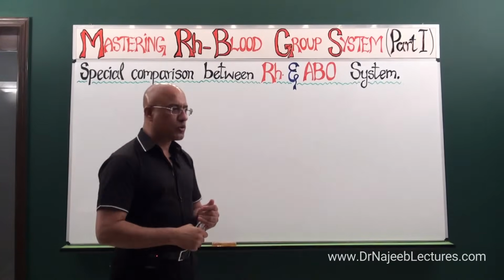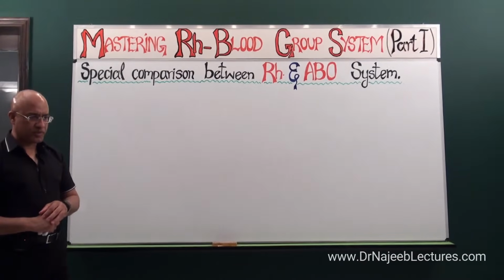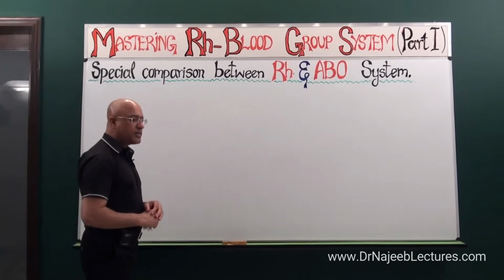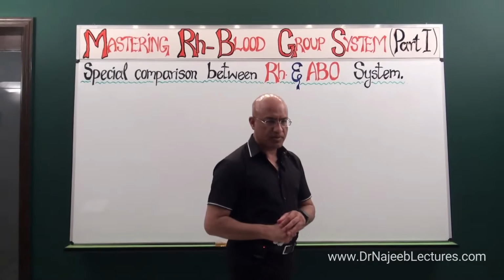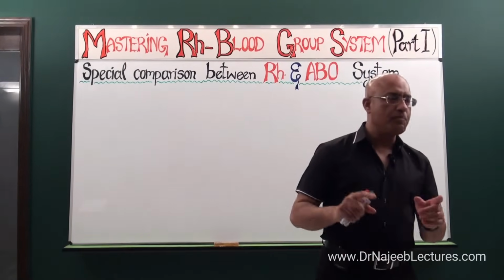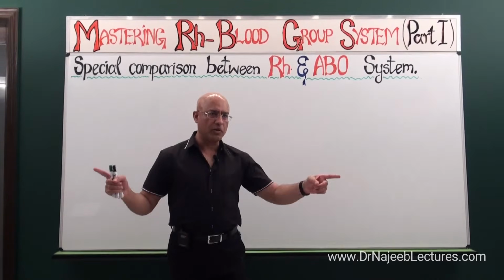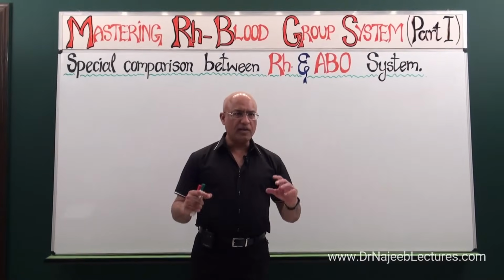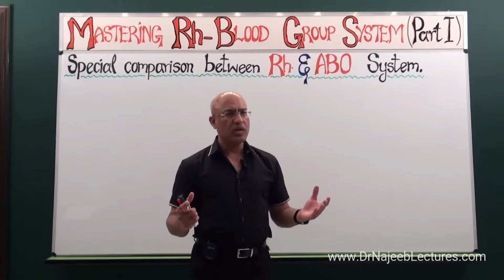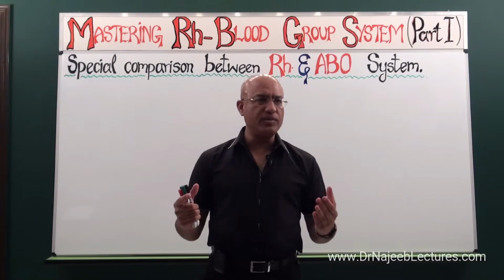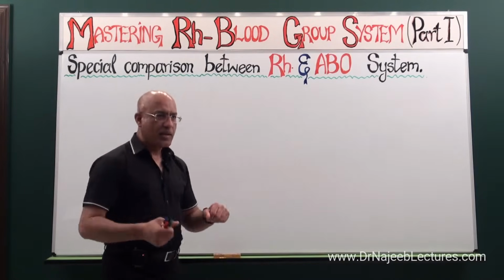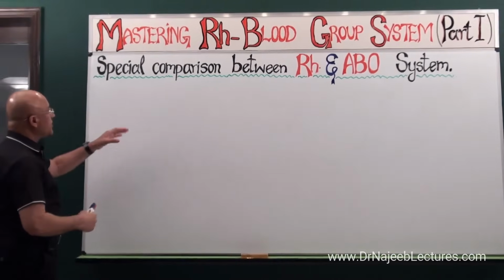Right, today we are going to talk about the Rh blood group system. But while discussing the Rh blood group system, I would love to compare and contrast it with the ABO blood group system, right? As we know, these blood group systems consist of antigens and antibodies, right? Now, first of all, we'll come to that.